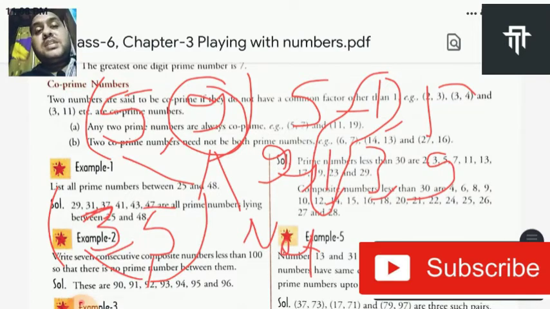So remember this thing: for co-prime numbers, it is not necessary that both the numbers are prime. They may be prime or may be composite.